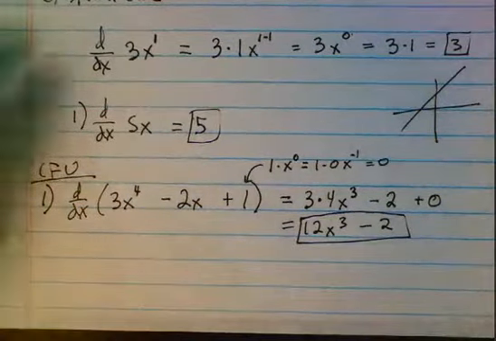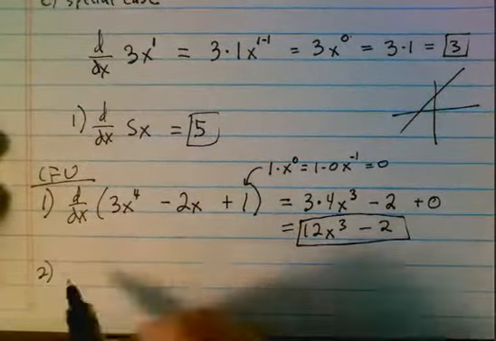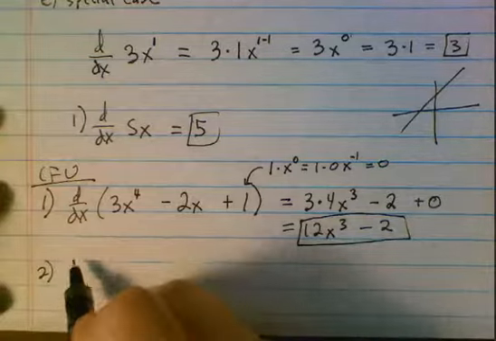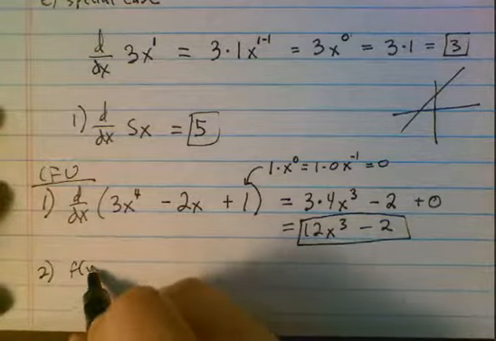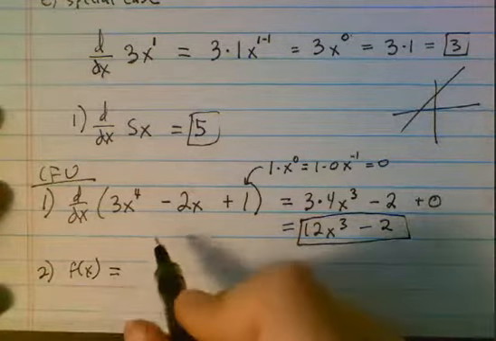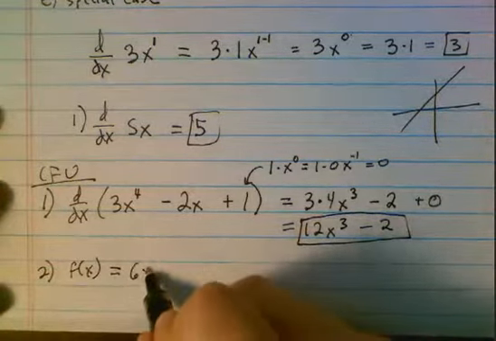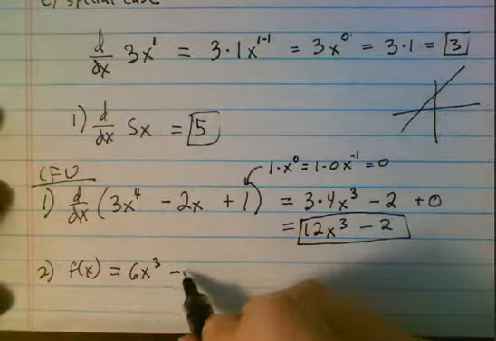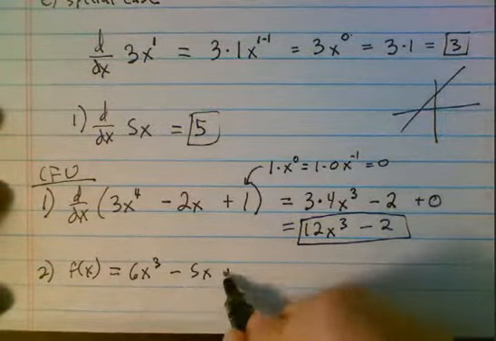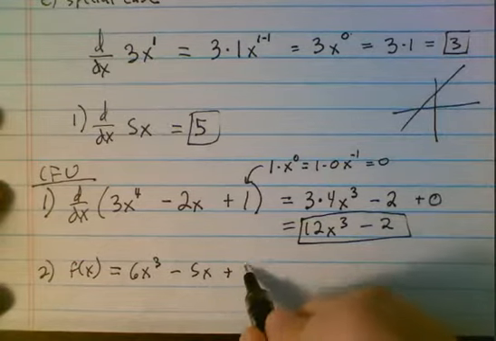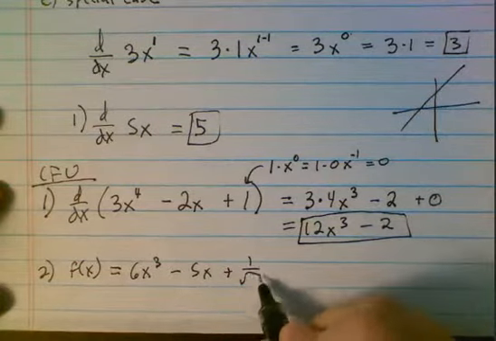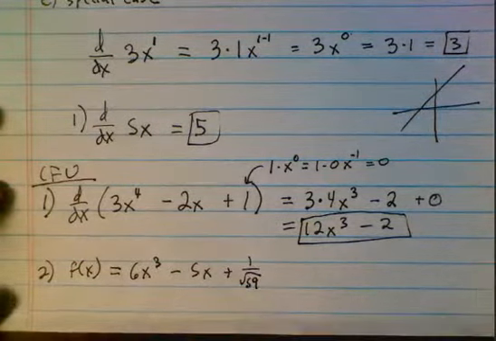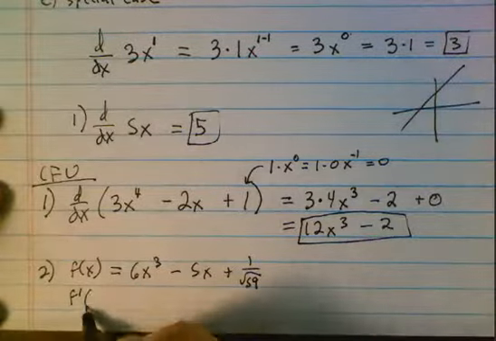Let's do one more and we'll be at the end of the notes. If f of x equals 6x to the 3rd minus, let's say, 5x plus 1 over the square root of 59. Let's find f prime of x.